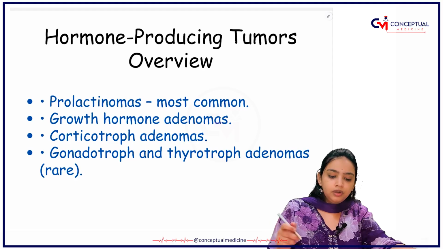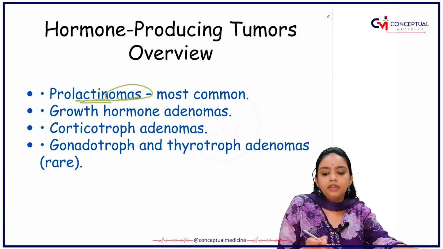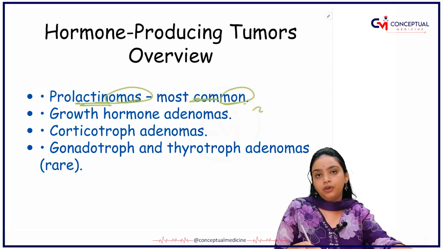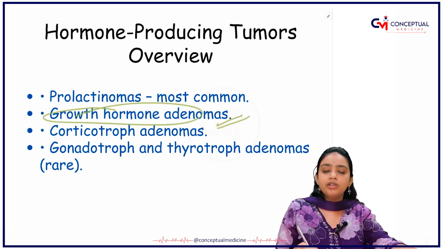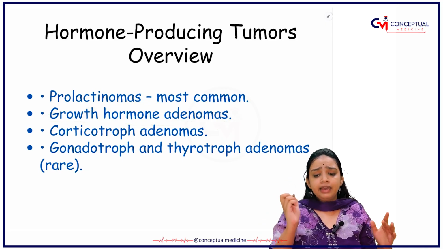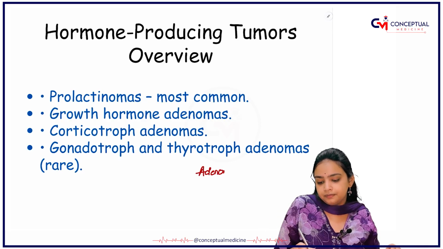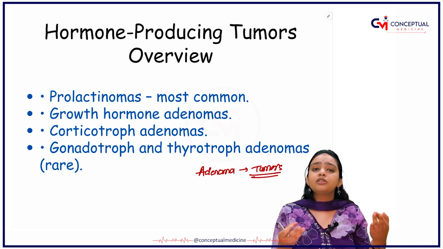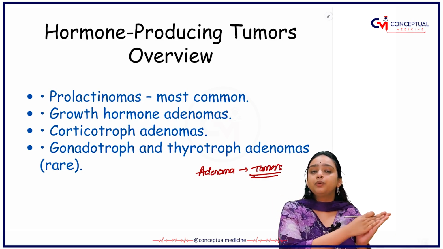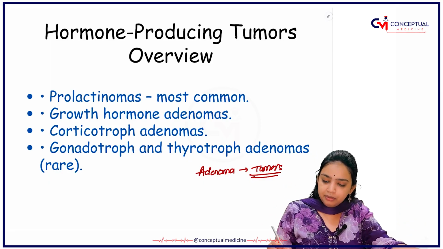Now let's look at the hormone producing tumors. So first, you have the prolactinomas. They are the most common. Then you have the growth hormone adenomas. Whenever you encounter the term adenoma, always think that you are dealing with tumors. Pituitary adenomas means adenoma of the pituitary gland. You are dealing with the tumors of the pituitary gland. This thing you need to keep in mind.